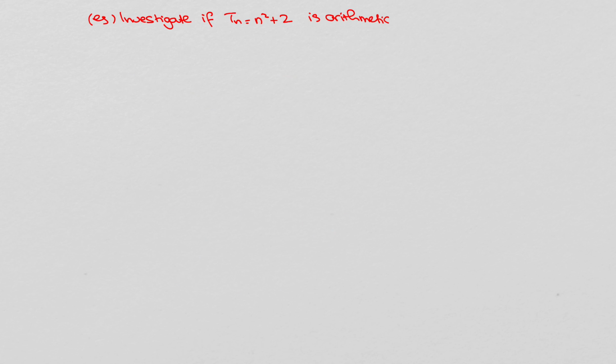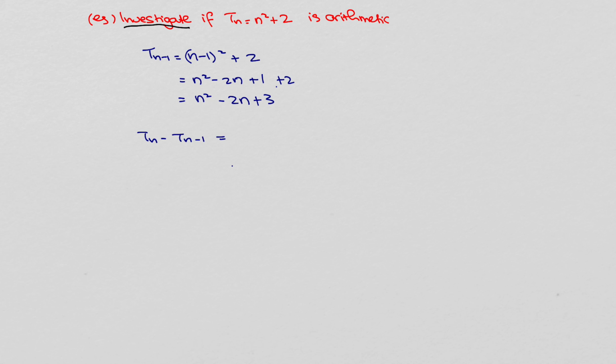So here in this example, we have to investigate. So investigate implies that it may or may not be arithmetic. So we have t of n is equal to n squared plus 2. So I must get t of n minus 1. So wherever there's an n, I replace it with n minus 1. So therefore that's going to be n squared minus 2n plus 1 plus 2, which gives me n squared minus 2n plus 3. So now what I want to do is get t of n and subtract it from t of n minus 1 and see, do I get a constant or not?